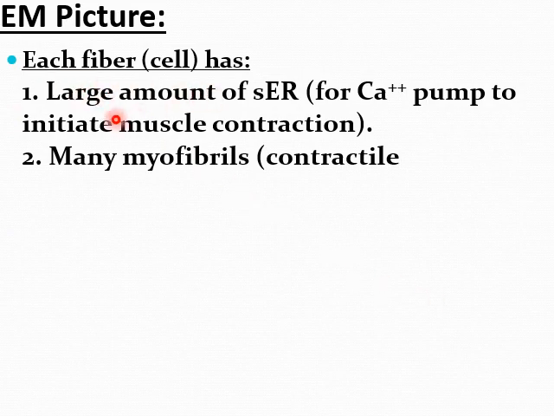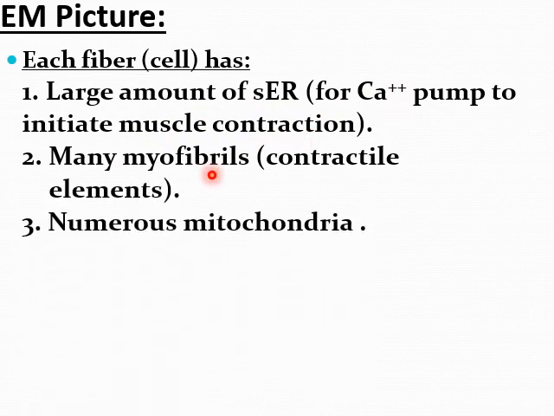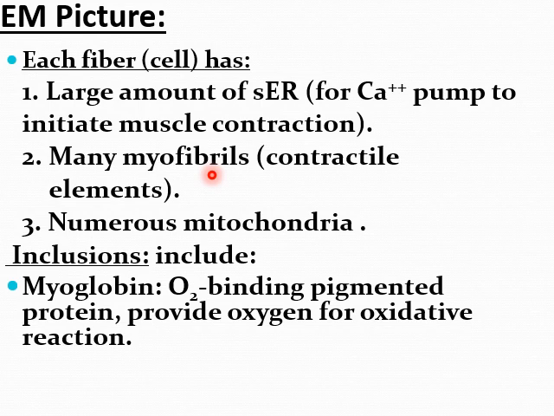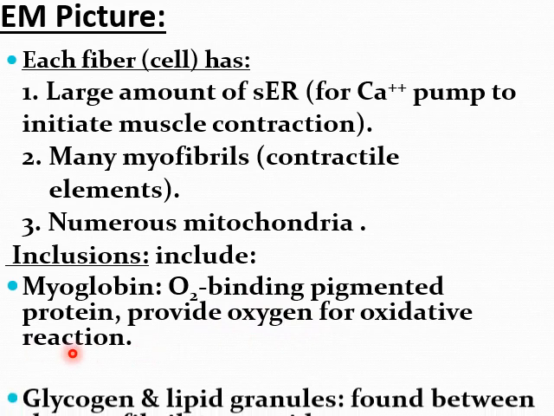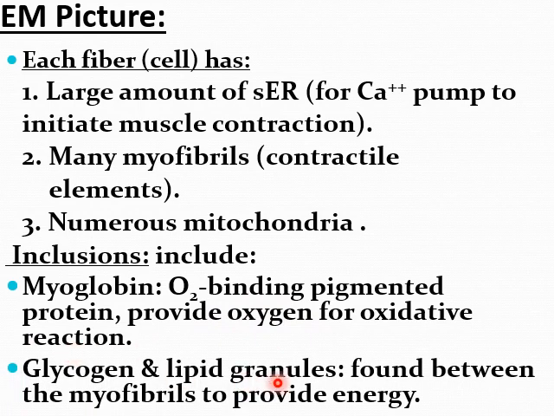Each muscle fiber has many smooth endoplasmic reticulum, which play an important role for the calcium pump, and the calcium pump, as we're going to say now, is very important for muscle contraction. It contains myofibrils, which are the contractile filaments. We have numerous mitochondria for energy production. Inclusions are myoglobin, which is an oxygen binding protein that provides oxygen for the oxidative reaction. Glycogen and lipid are found between the myofibrils to provide energy.